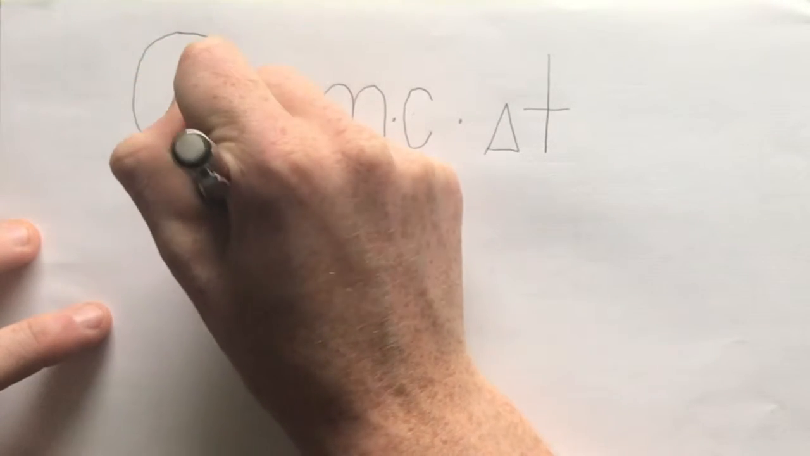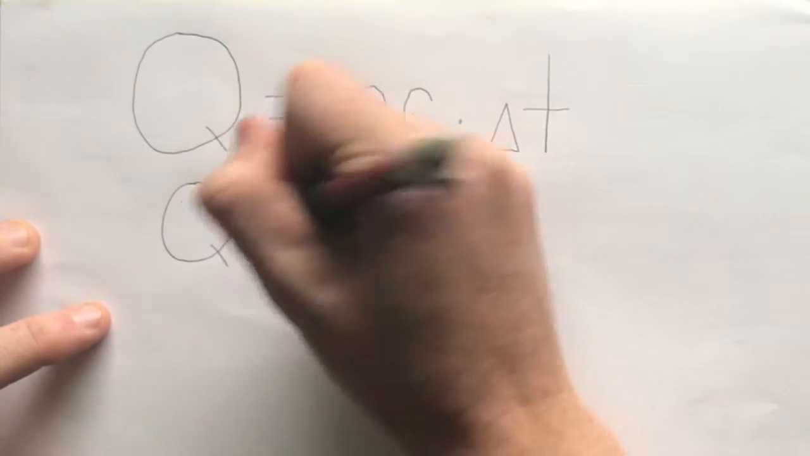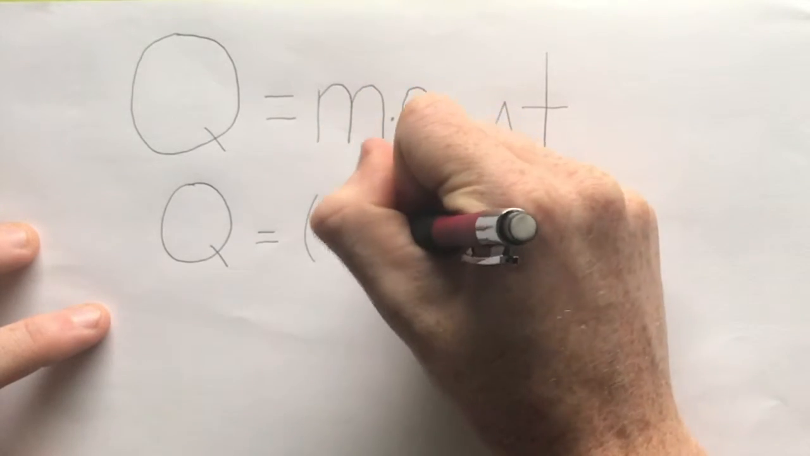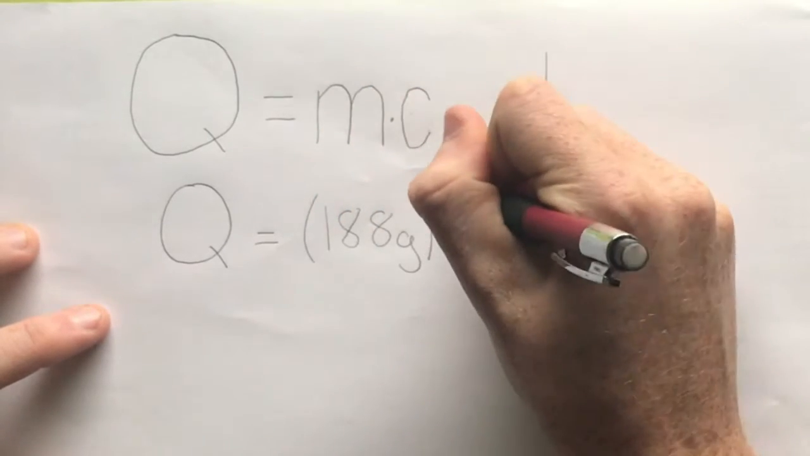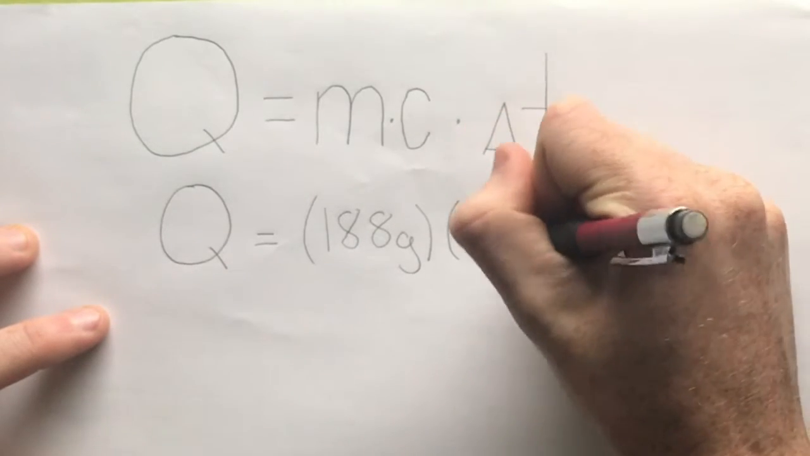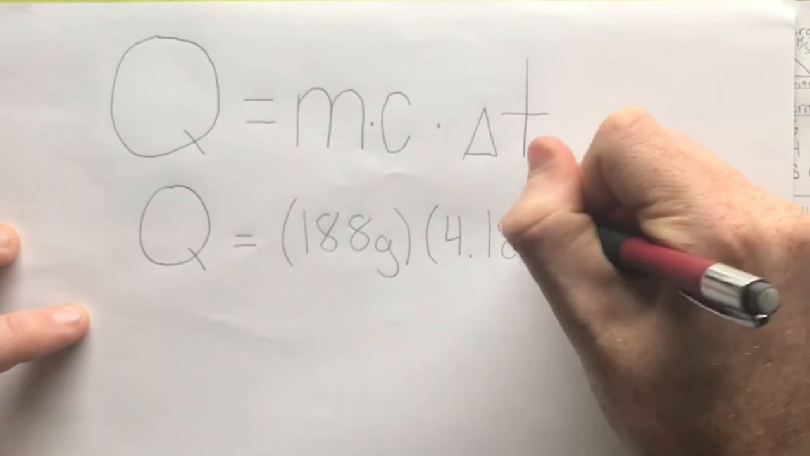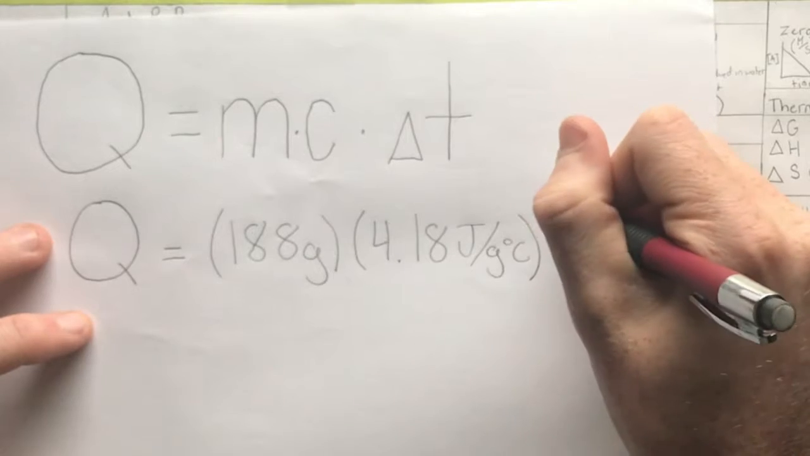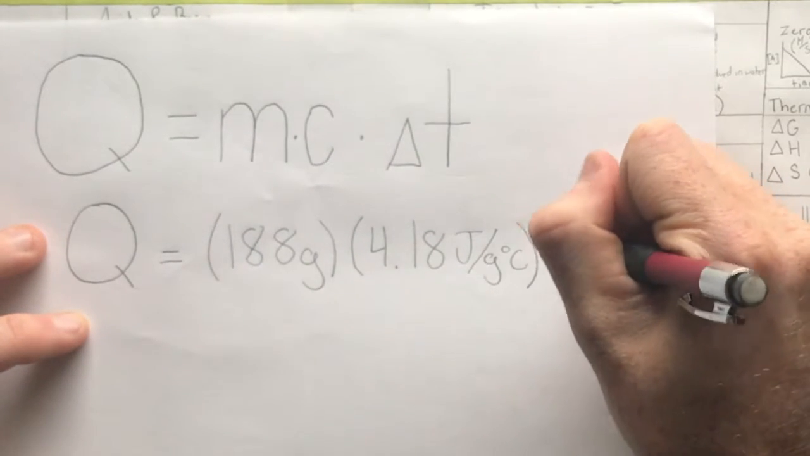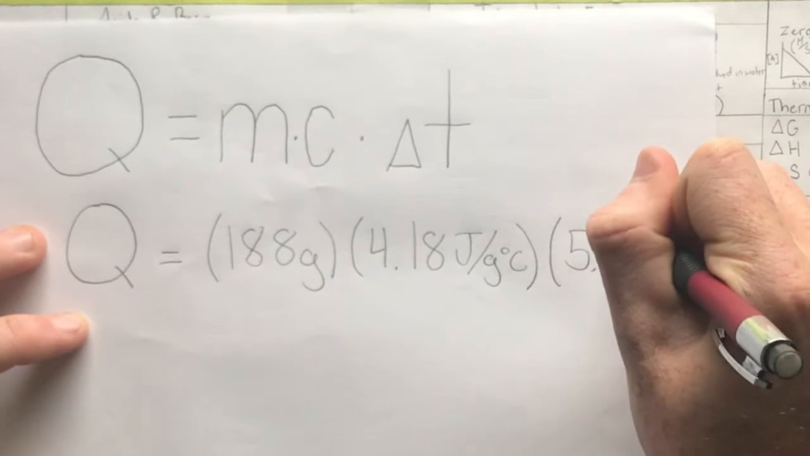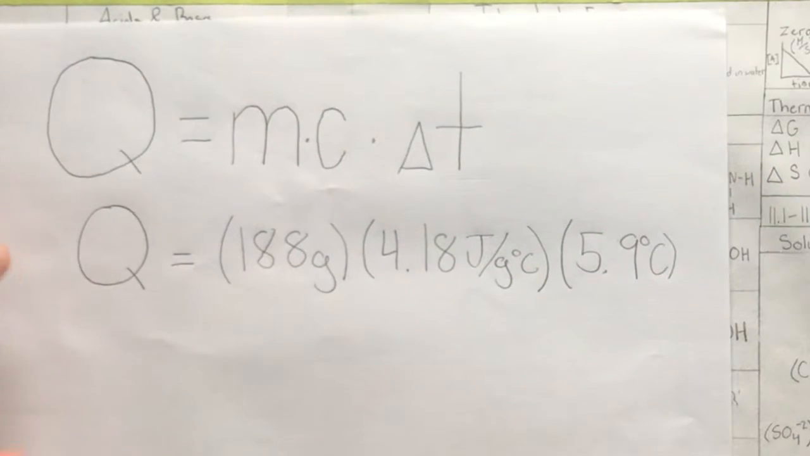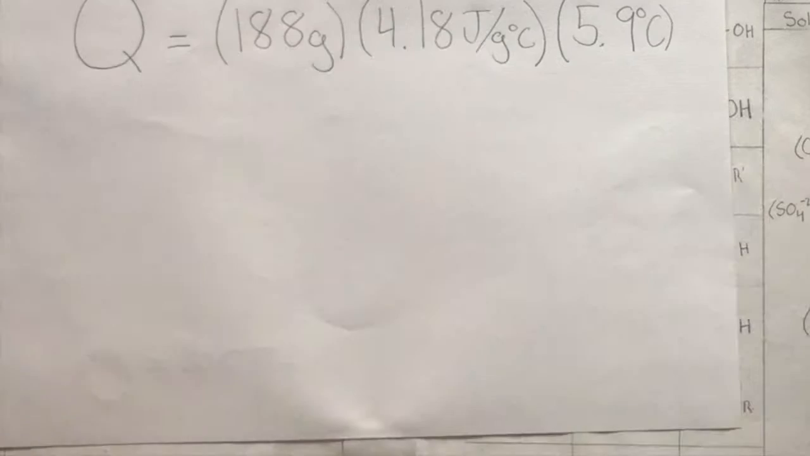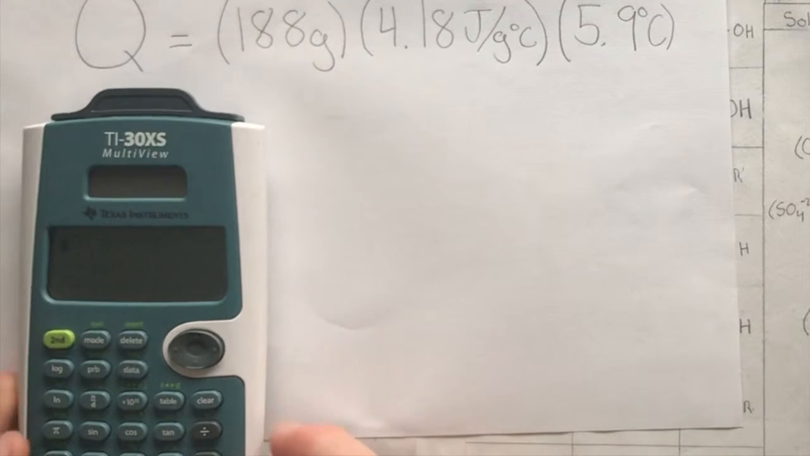So we're going to solve this for our experiment by doing Q equals 188 grams. This is the mass of water that was in our mug. And then we're going to multiply this by 4.18 joules per gram degrees Celsius, which is the specific heat of water. We're then going to multiply that by 5.9 degrees Celsius. This is the temperature change as the water started at 20.1 and it went all the way up to 26 degrees.